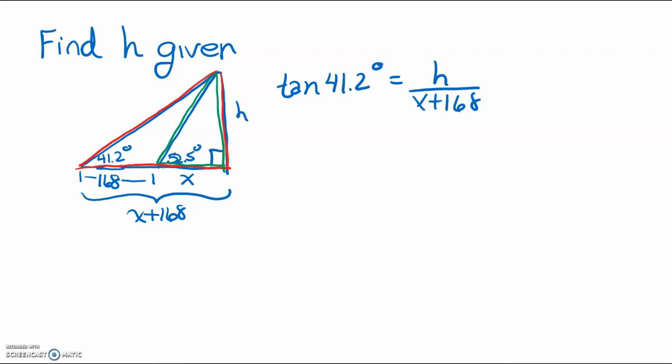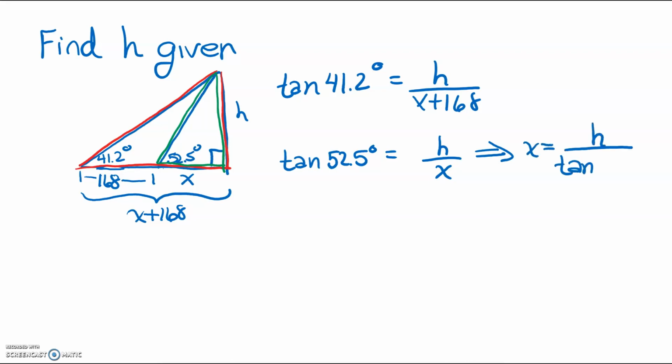Well, now if we do the same thing for this triangle, opposite over adjacent, the tangent of 52.5 degrees is h over x. Now if we solve for x in one of these equations, we can plug x into the other equation. So I'm going to take this equation and solve for x. If I multiply both sides by x and then divide by the tangent of 52.5 degrees, I get x equals h over the tangent of 52.5 degrees.